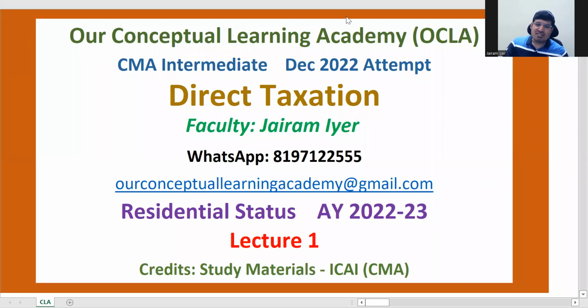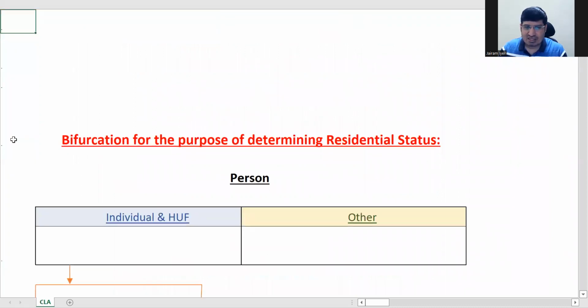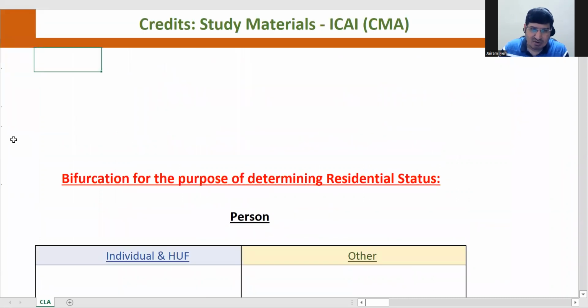Okay, welcome back. This is lecture 1 of residential status, for assessment year 2022-23, and this is for the December 2022 attempt of CMA Intermediate. ठीक है, December attempt के लिए है ये हमारा topic.